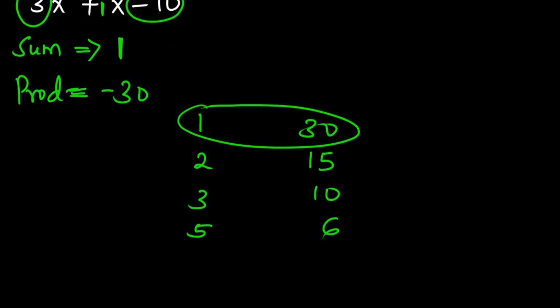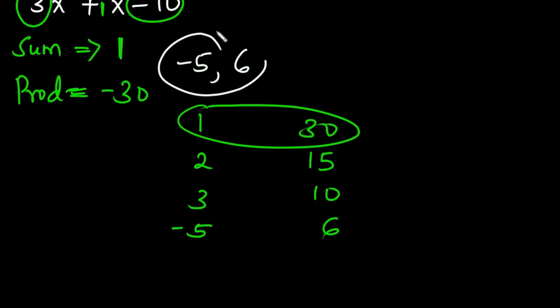Okay, so let's move on to the other one. Let's say we have negative 3 and 10. When you add them, you don't get 1. If we have negative 3 and negative 10, it's also not going to give us 1. Okay, let's go to the other one. Let's say negative 5 plus 6. Negative 5 plus 6 is 1. What about negative 5 times 6? Is it negative 30? It is negative 30. So those are the two numbers that we are interested in. Negative 5 and 6.